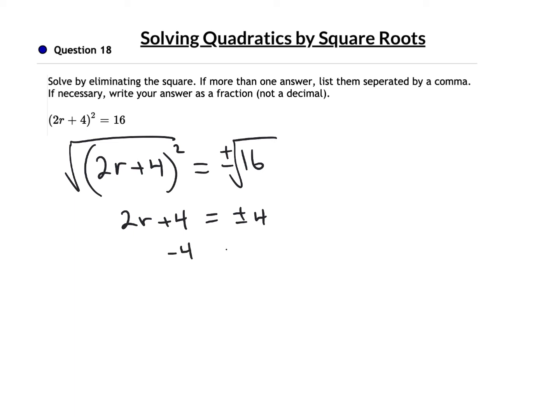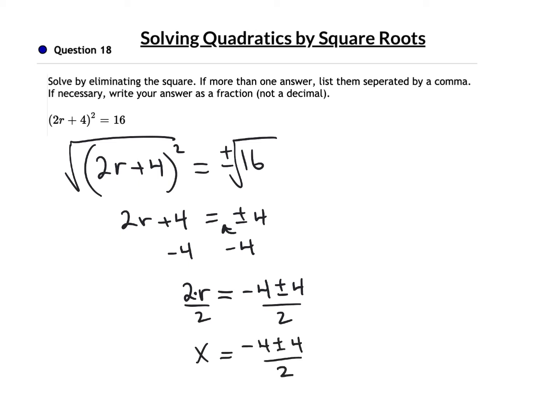Take a 4 off each side. We put that 4 in front. You get 2r equals negative 4 plus or minus 4. Get the r by itself. Since there's times right there, we're going to divide both sides by 2. And r will equal negative 4 plus or minus 4 divided by 2. At this point, often you are done. If this had ended up being a square root, like the square root of 5 or the square root of 7, we couldn't go any further because we couldn't combine any of these terms.